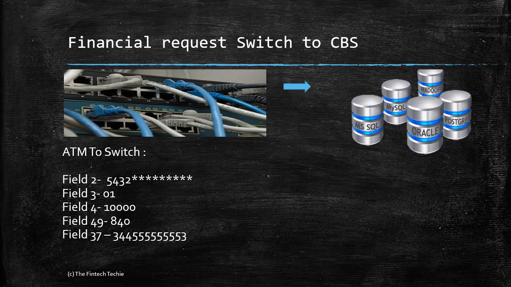840 in this case suggests USD or US dollar. Field 37 is the unique reference number or the RRN. Field 102 is the account number.